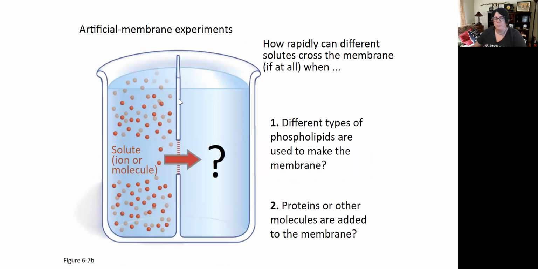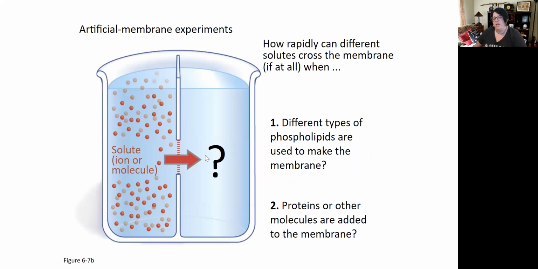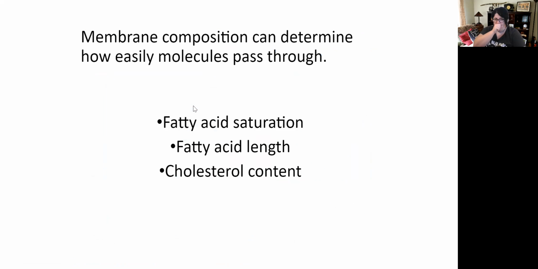Part of why we talk about the membranes is because it is a barrier that is selective for the cells or the organelles or wherever you see them. It will determine what solutes or molecules can go through the membrane and what can't. That's largely due to the types of phospholipids that are in the membrane, and also any of the other proteins or molecules that are in the membrane along with the phospholipids. The three major things that will determine this are fatty acid saturation, which we'll talk about in a minute, the length of the fatty acids, and the cholesterol content.